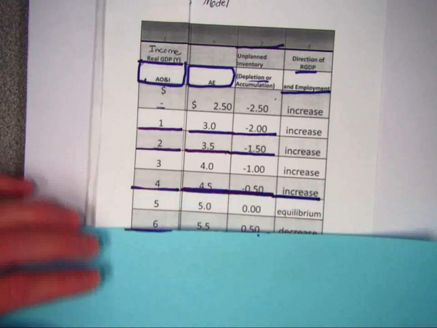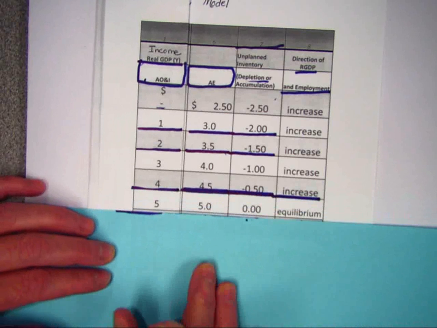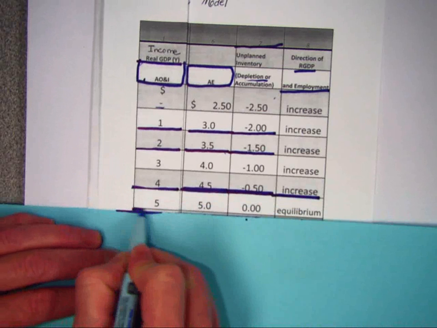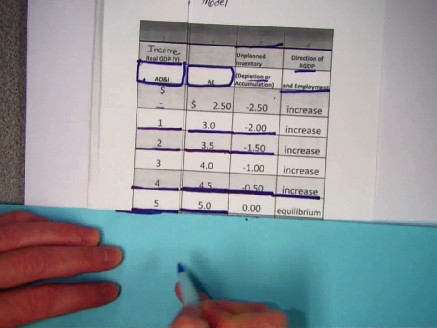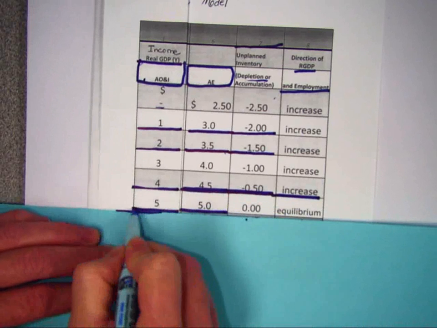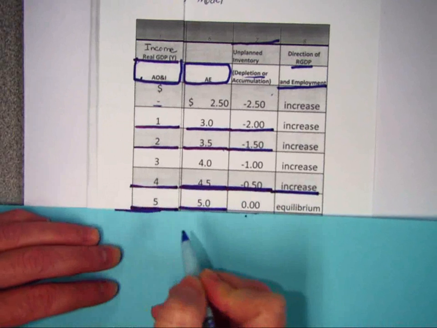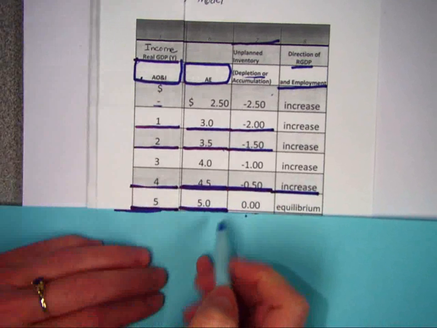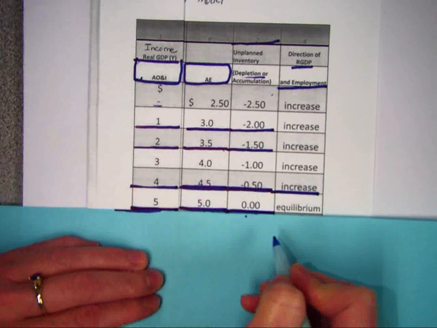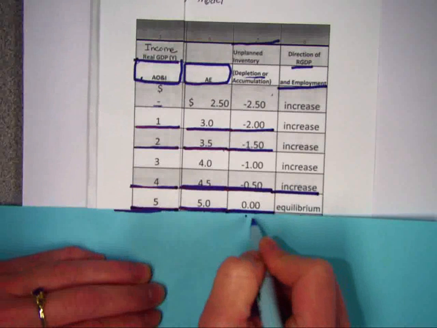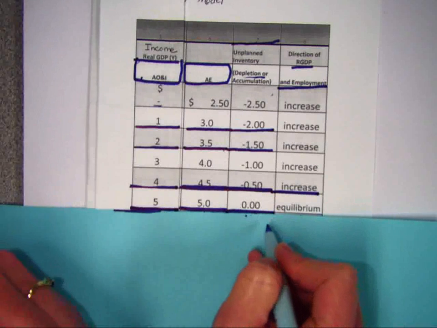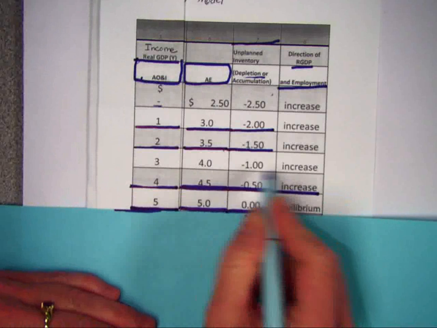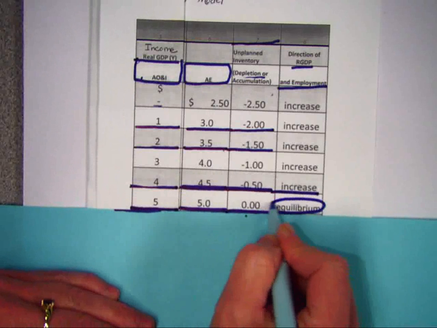Let's go down to the next one, and here we have a situation called equilibrium. 5 units are being produced, 5 are being taken off the market, or we could say $5 trillion worth of goods and services are being produced, $5 trillion worth of goods and services are being demanded. So we have an equilibrium situation. There's really no incentive at this point to lay people off, and there's certainly no incentive to hire more people. This is referred to as equilibrium.